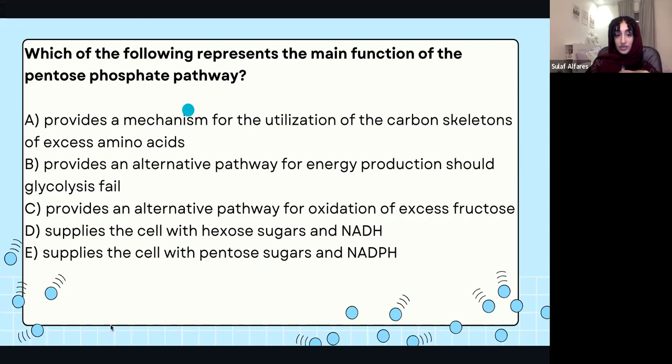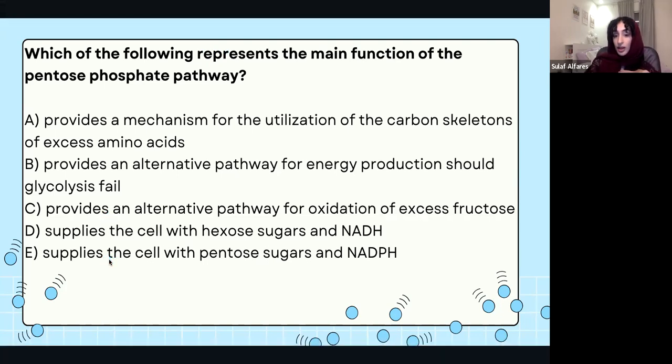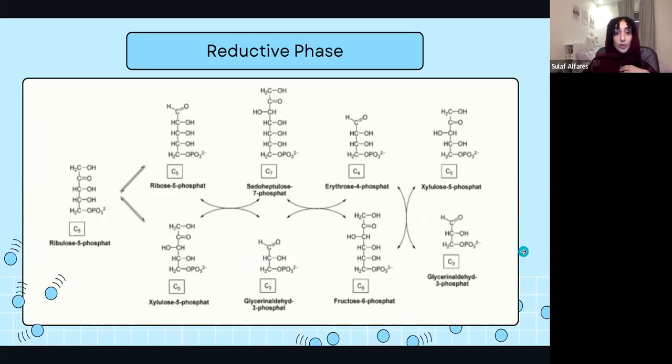Yes, perfect, E. So the main function of the pentose phosphate pathway is to supply us with two things. Pentose sugars, which is just another word for ribose 5-phosphate, as well as NADPH. Good job. Okay, let's move on to the second part, which looks very scary, right?